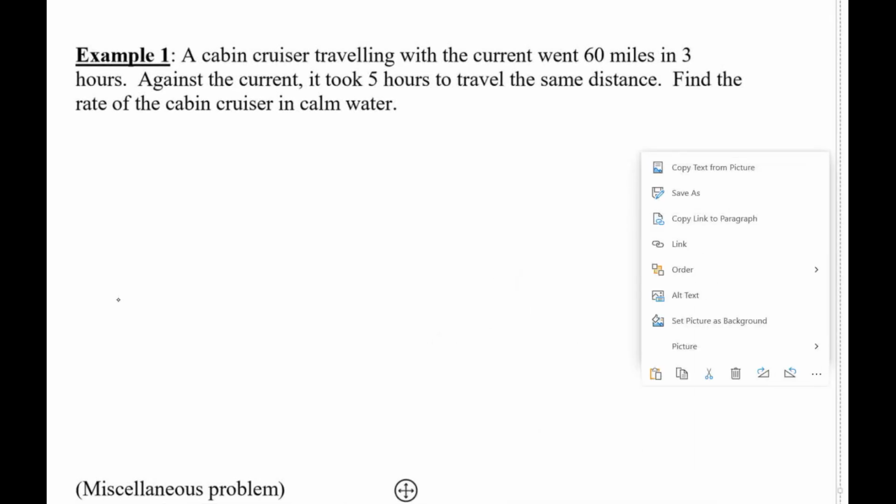We have a cabin cruiser, which is a boat, traveling with the current, and it went 60 miles in 3 hours. Against the current, it took 5 hours to travel the same distance. Find the rate of the cabin cruiser in calm water.